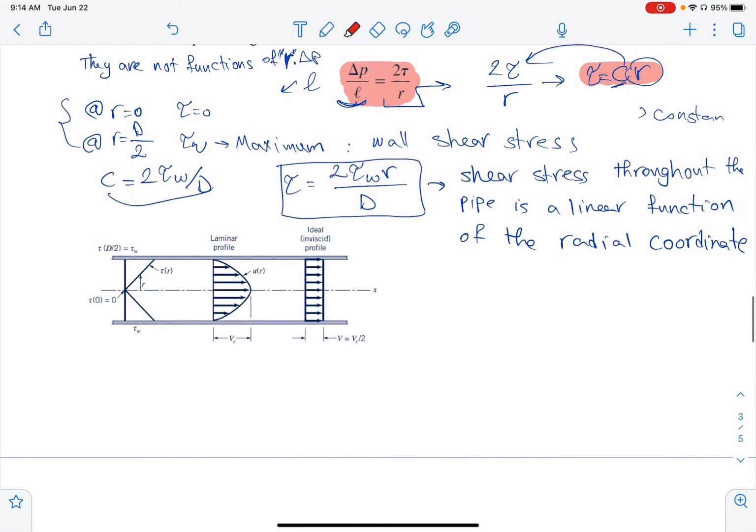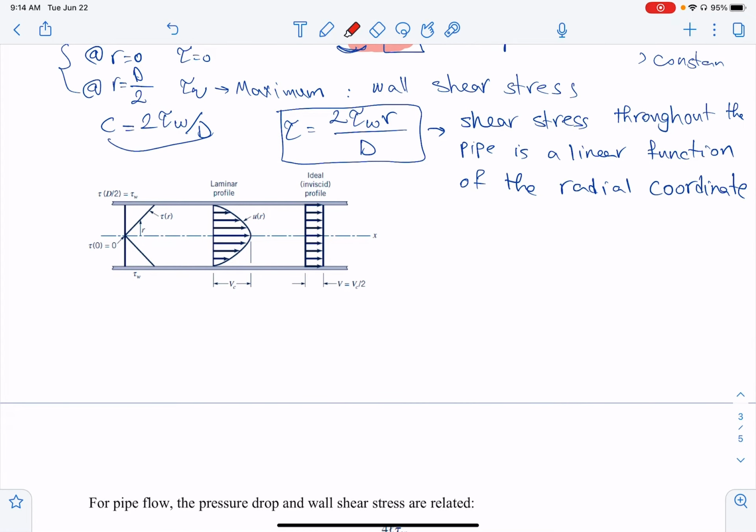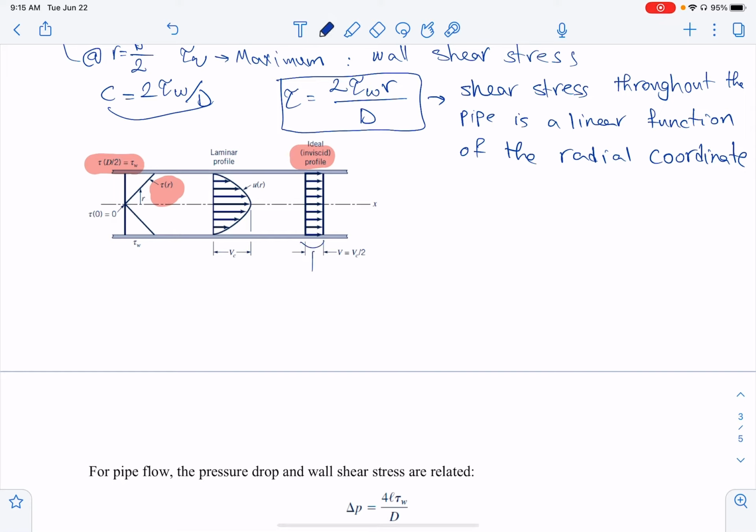So now, this is how we can also look at the tau here and the tau wall here, and also we can see that if it's inviscid flow, the velocity profile is uniform, right? So that's it from here.